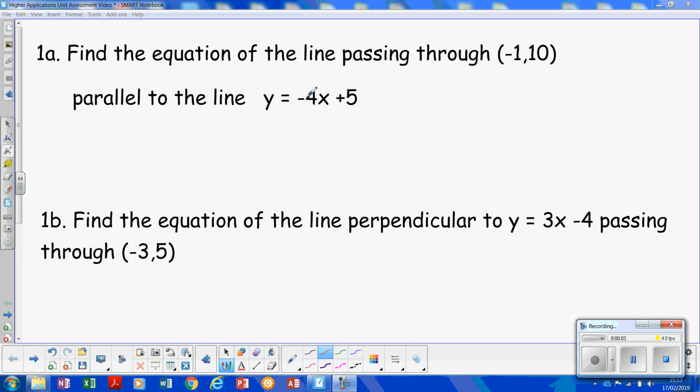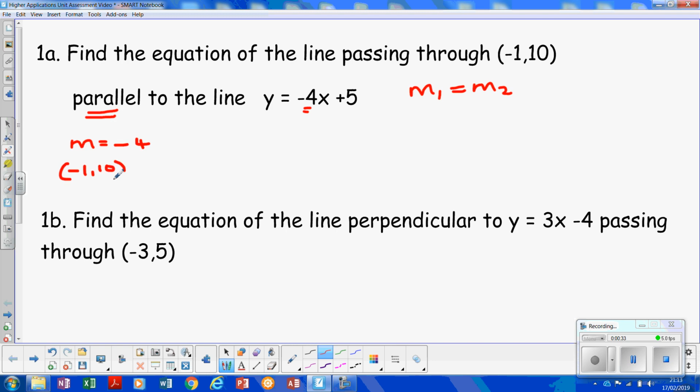Find the equation of the line passing through the point (-1, 10), parallel to the line y = -4x + 5. The important thing here is the lines are parallel. So if lines are parallel, then gradient m1 is equal to gradient m2. So the equation of the line that we want to find, the gradient is the same as this line, which is -4. And we know that it's passing through the point (-1, 10).